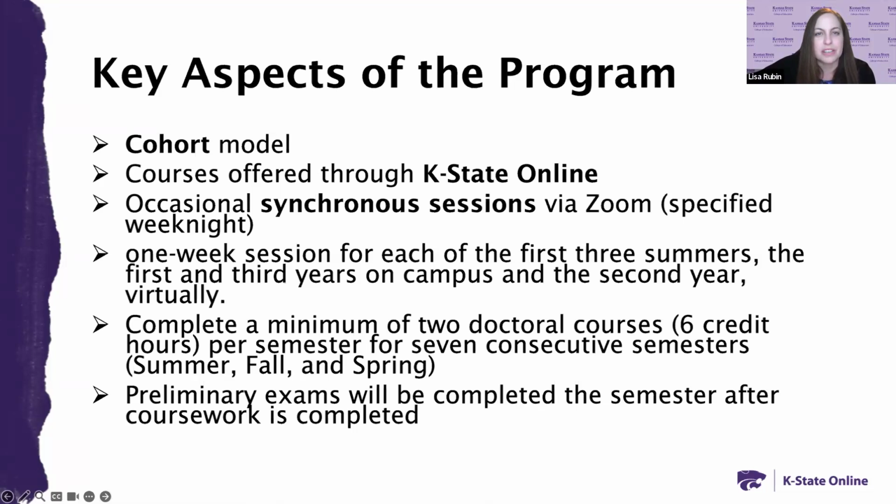There's a 1-week session the first 3 summers, including in person in Kansas the first and third years, and then virtually over the second year. Students complete a minimum of 2 courses or 6 hours per semester for 6 consecutive semesters in the summer, fall, and spring. And preliminary exams are completed the semester after coursework is completed.